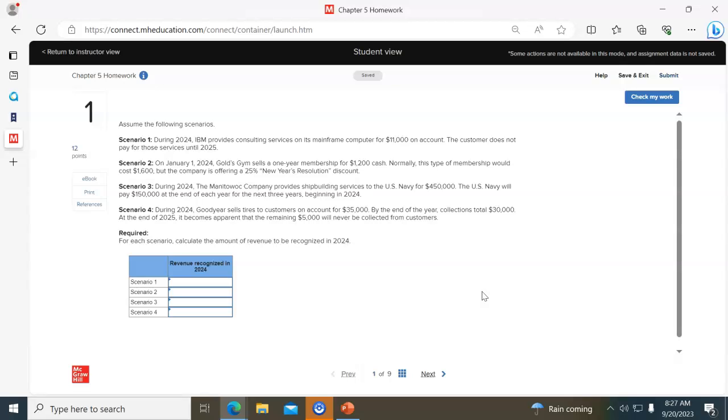During 2024, IBM provides consulting services on its mainframe computer for $11,000 on account. The customer does not pay for those services until 2025. When would IBM record those revenues? 2024. How much will they record? $11,000.